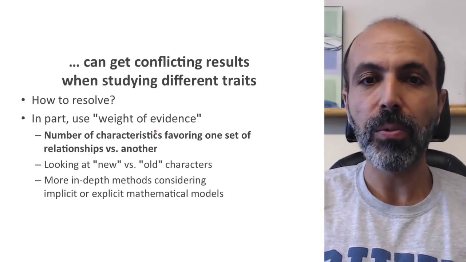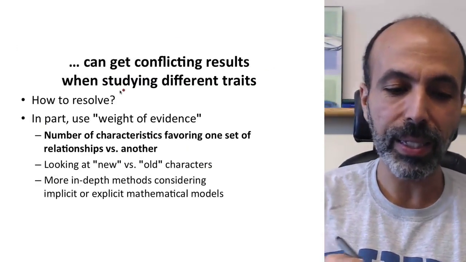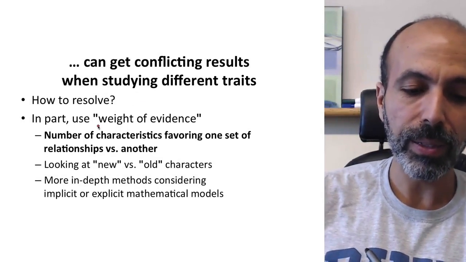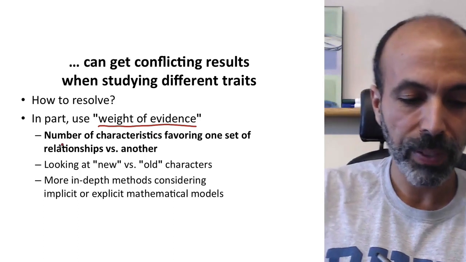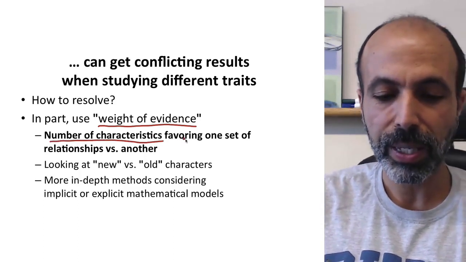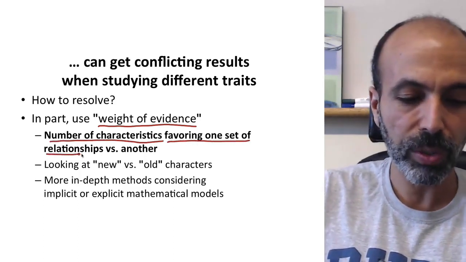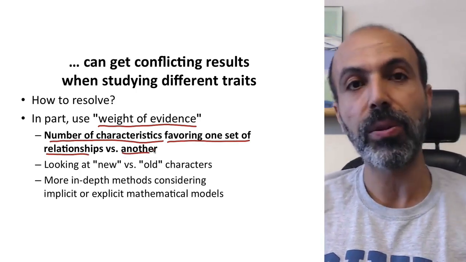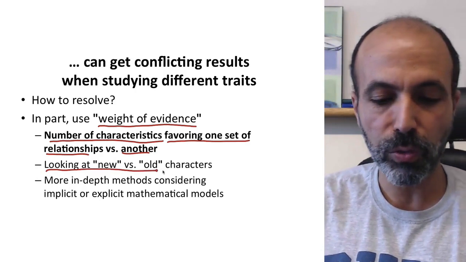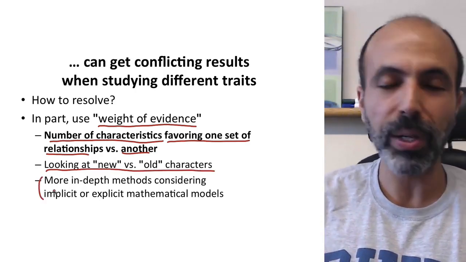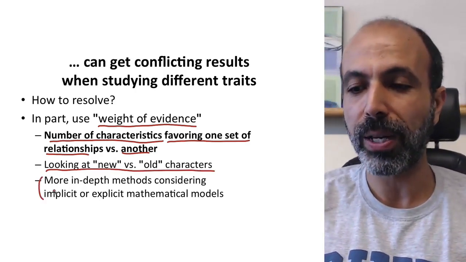So the way this is addressed in practice is that we try to study the weight of evidence, especially by looking at multiple characters. Right? That we're looking at the number of characteristics that favor one set of potential evolutionary relationships versus another. And I'm going to talk about this first. Then we're going to come back to looking at new versus old characters, and I'll just make a quick comment at the end about some more in-depth models.